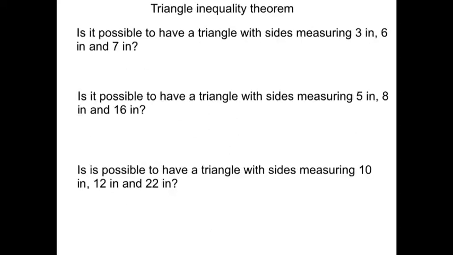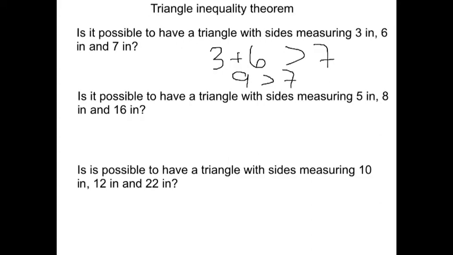Using the triangle inequality theorem, in order to figure out if it's possible to have a triangle with sides measuring 3 inches, 6 inches, and 7 inches, you would take the two smaller sides of the triangle, which is 3 and 6, and you'd find the sum. Okay, and you would see if the sum of the two smaller sides would be bigger than the larger side. So the sum of the two smaller sides is 9, and 9 is greater than 7. Therefore, it is possible to draw a triangle that has sides measuring 3 inches, 6 inches, and 7 inches.